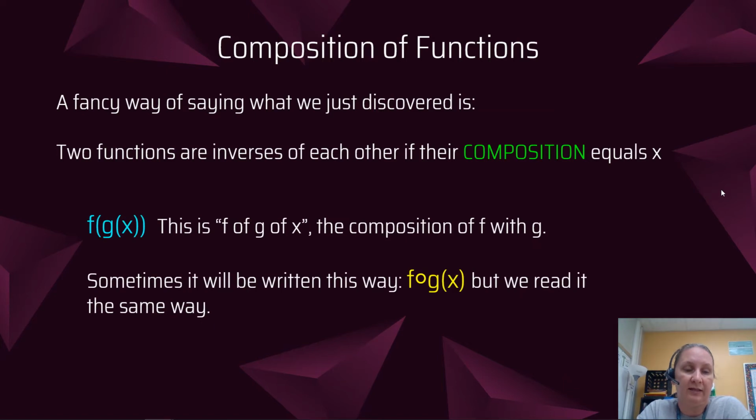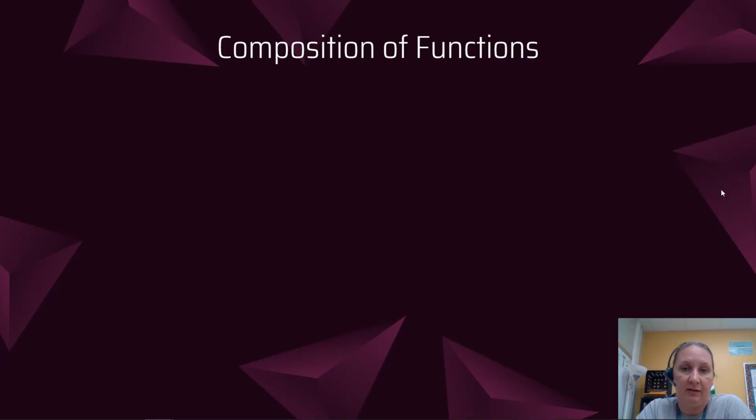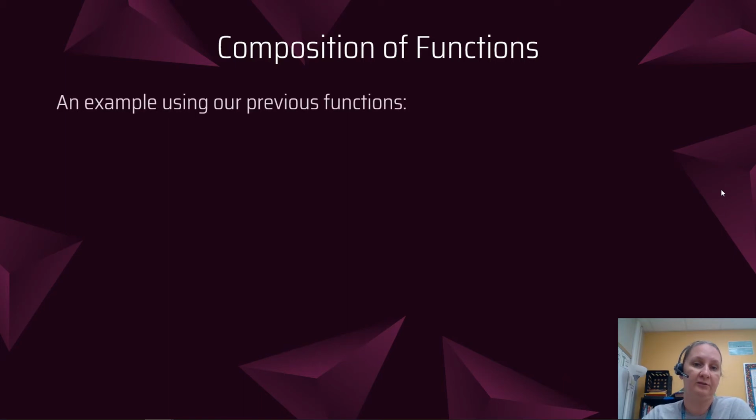So f of g of x is how you would write a composition. We sometimes also call it f of g of x, where it looks like the word fog, but we read it f of g of x, okay? That's just a way of putting things together. So we're going to do a composition of functions.